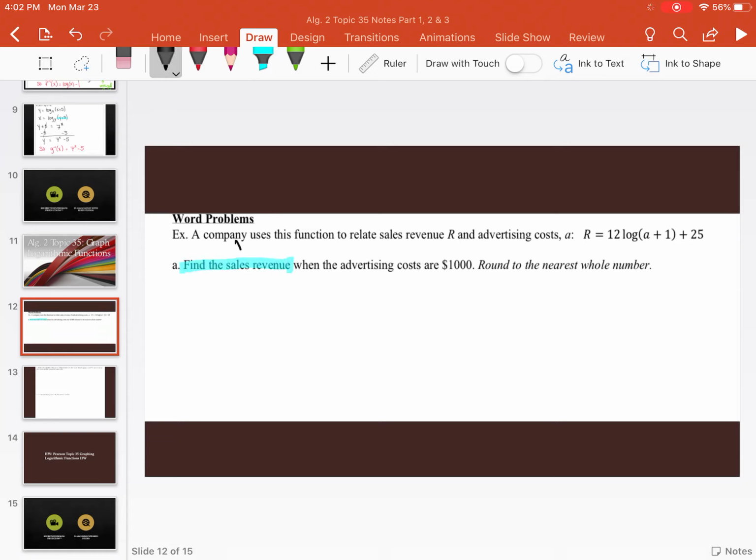So here we want to find R. We don't need to change this equation at all. We don't need to find the inverse yet. We just need to plug in. So if our advertising cost is $1,000, then this is our A. So we're going to plug in.